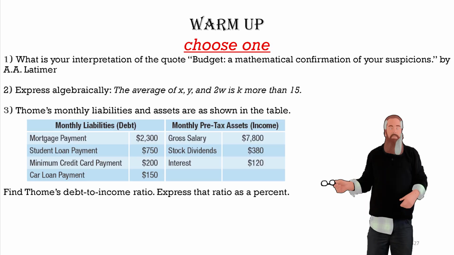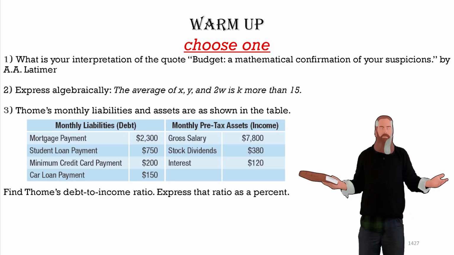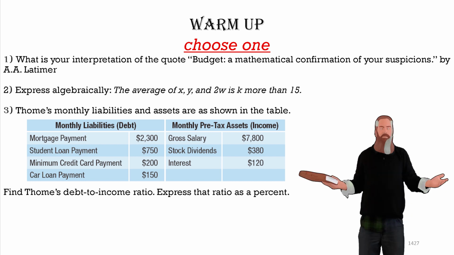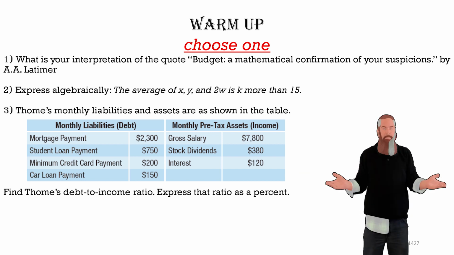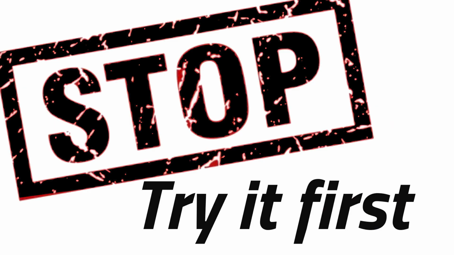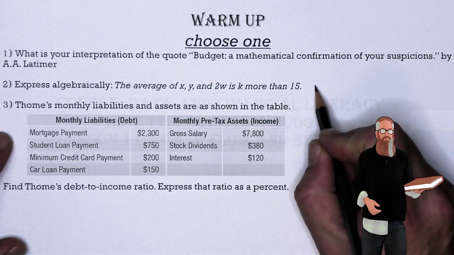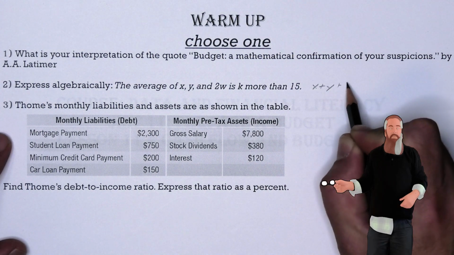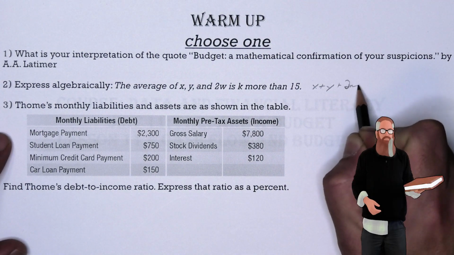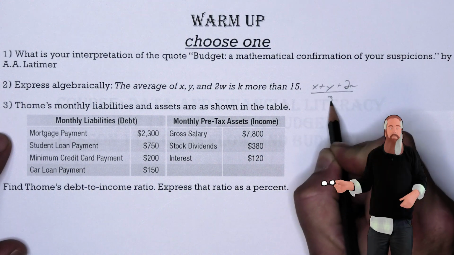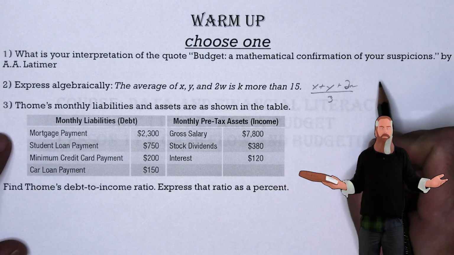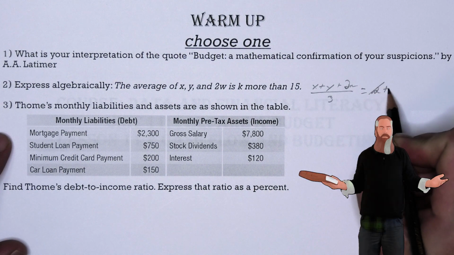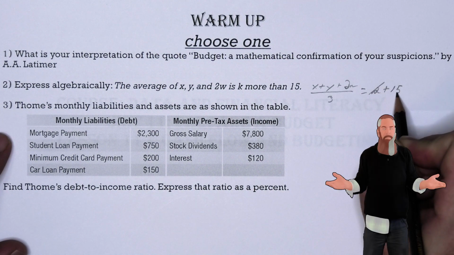Before we get into it, let's make sure we're ready for this lesson by expressing algebraically the average of x and y and 2w is k more than 15. Well, we know we're averaging three things. That is x and y and 2w. That means we're going to divide those three things by 3. And this is going to be equal to k more than, so plus 15.